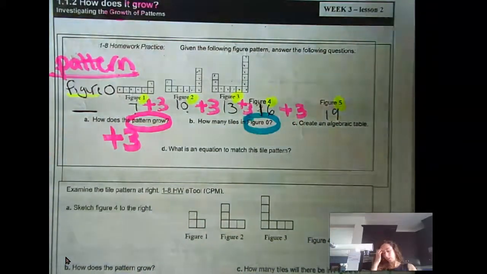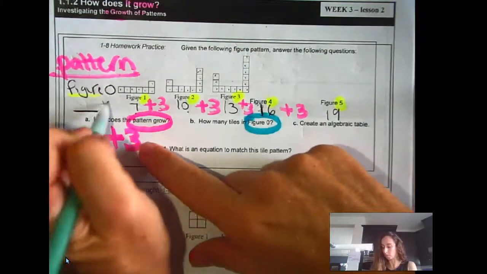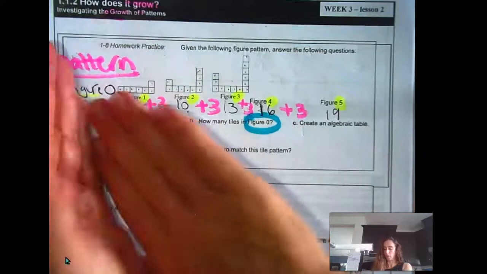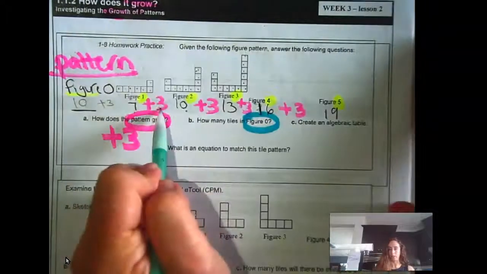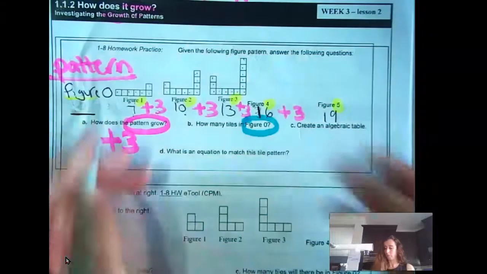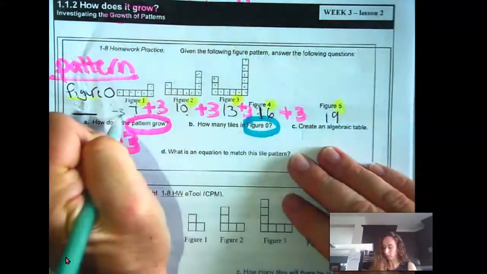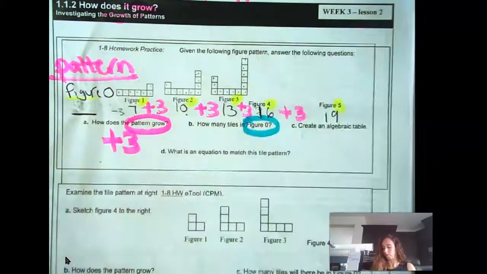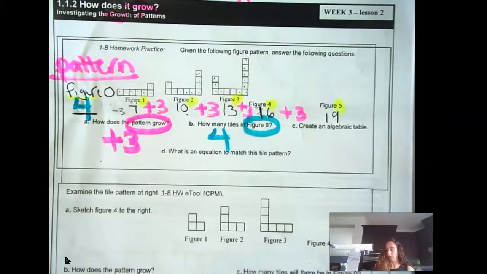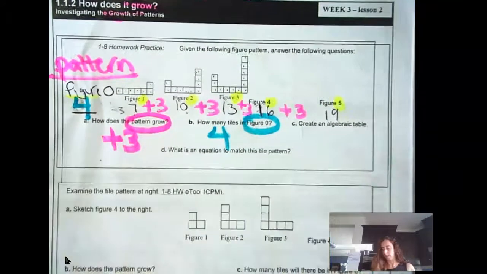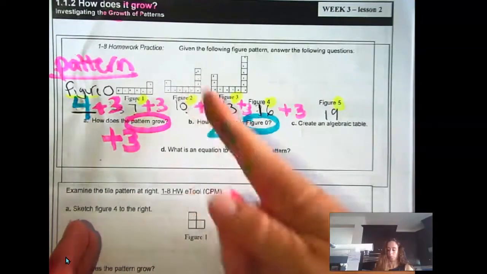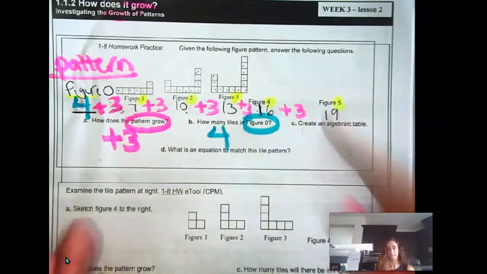Let's look. So what if I do the pattern? How about plus 3? What do you guys think? Good job or bad job? No, no, no, no. This way is plus 3. So that means this way would have to be minus 3, which would give you 4. Because look, if I go like this, plus 3, plus 3, plus 3, plus 3, plus 3.